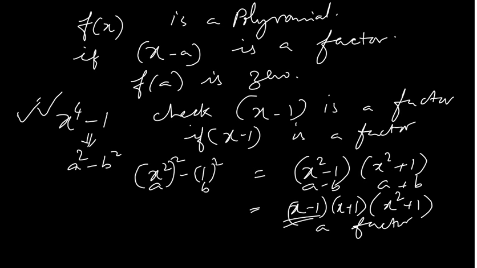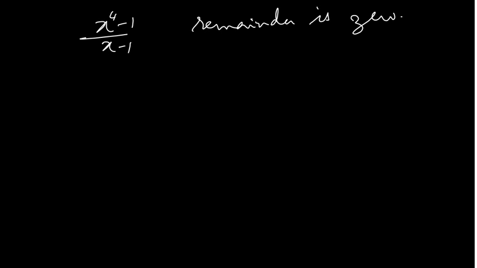x minus 1 is one of the factors there. When you multiply these, you will get x to the power of 4 minus 1 in total. So it is already a factor, and therefore when you do x to the power of 4 minus 1 divided by x minus 1, the remainder is 0, because x minus 1 is a factor. But questions won't be this simple. They won't just say he has already given the factor, so the remainder is 0.